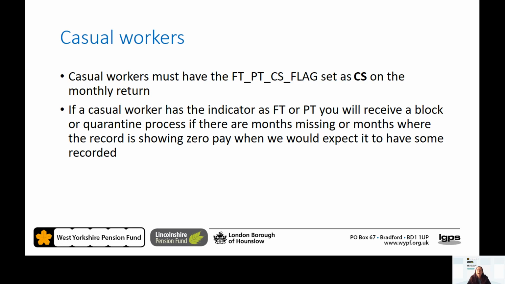Casual workers must have the part-time indicator flag set as CS on the monthly return. If a casual worker has the indicator FT for full-time or PT for part-time, you will receive a block or a quarantine process if there are months missing or months where the record is showing 0 pay when we would expect it to have some recorded.